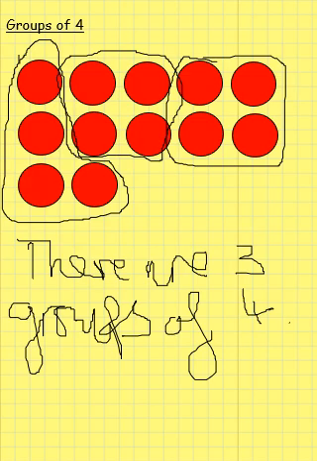We wanted 4 in each group, so I've made sure that each group I was drawing had 4 in. And what that shows me is that in total I had 3 groups. 3 groups of 4. So my STEM sentence tells me that: I've written that there are 3 groups of 4. I've still got my 12 in total, and my groups of 4, but the question would have been to find out how many equal groups you had. If we move on to the next one, we're going to look at equal groups.